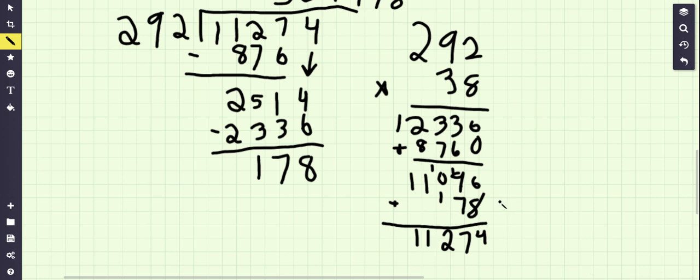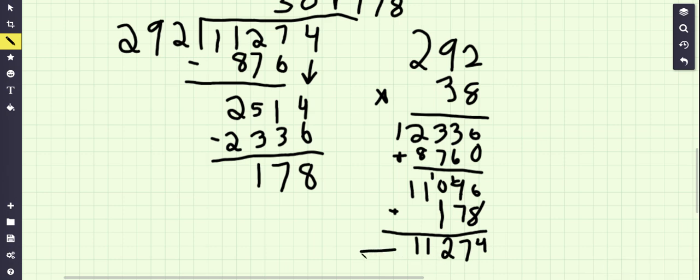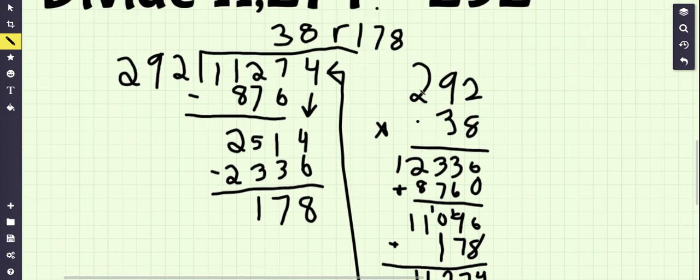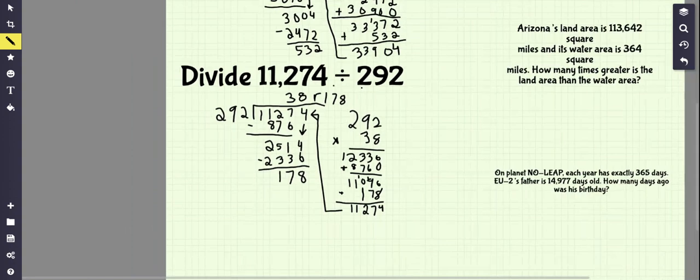So remember, when we're done finding the product, you always add the remainder. Since the remainder was 178, we add 178 back to the product that we had, and that takes us all the way back to this number right here. So we divided large numbers.